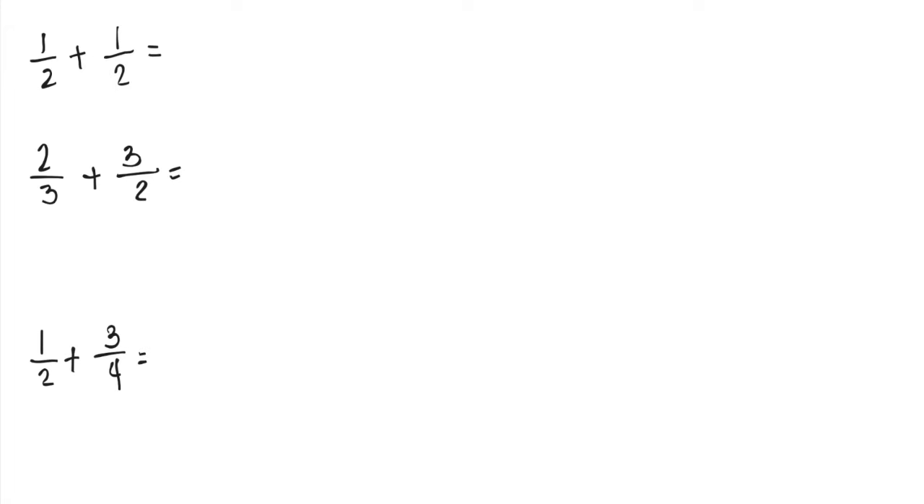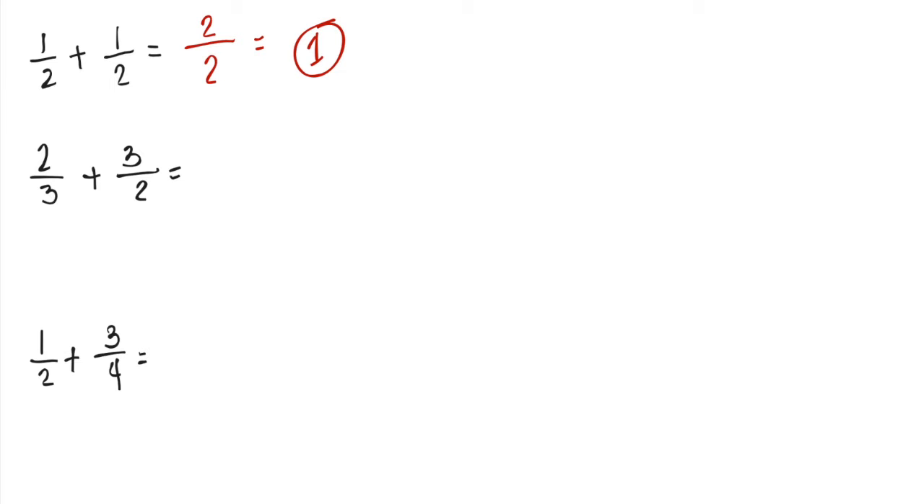For the first problem we have, their denominators are the same. We have 2 and 2. So now we are going to just copy the denominator 2. And then the next step is to add the numerators together. So we have 1 plus 1 is equal to 2. And we know that 2 over 2, or 2 divided by 2, is equal to 1. So 1/2 plus 1/2 is equal to 1. Very easy, right? Let's try problem number 2.